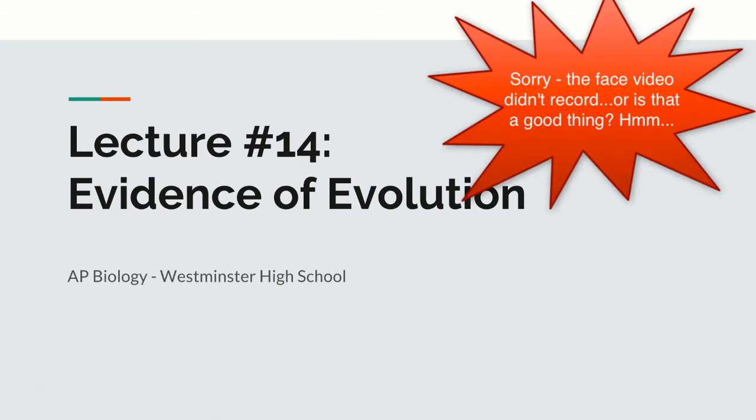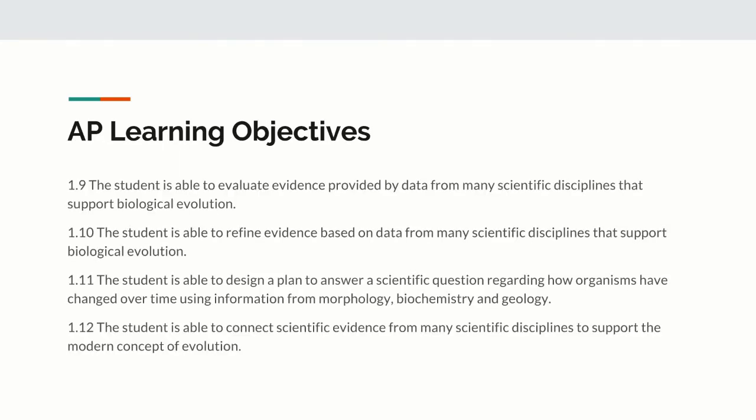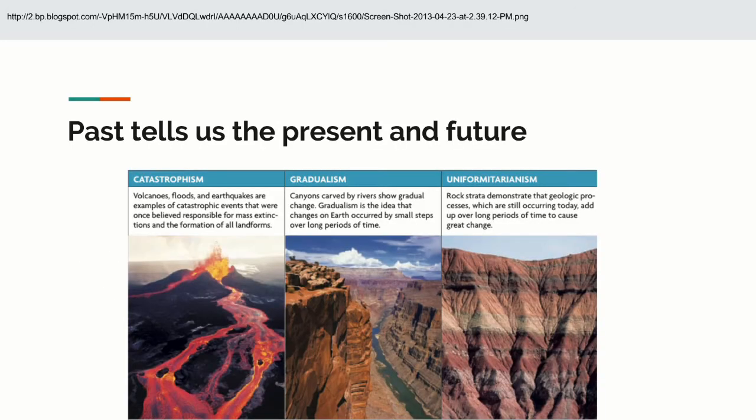So this talk here deals with evidences for evolution, and what we're going to look at is how do we know that there's commonalities in life. A whole bunch of objectives deal with this, and some text readings. So what we have to do is assume that the processes that occur now are the exact same as what occurred in the past. Because if we can know what happens now, we could figure out the past.